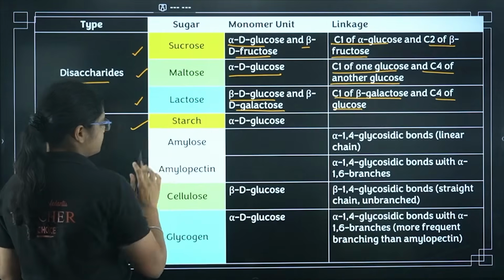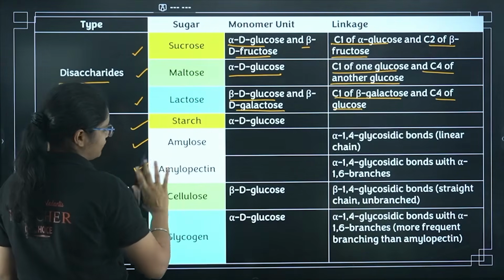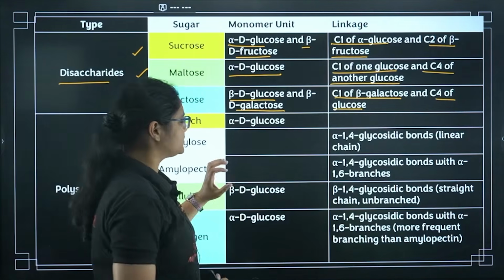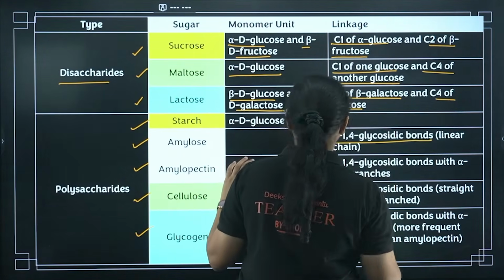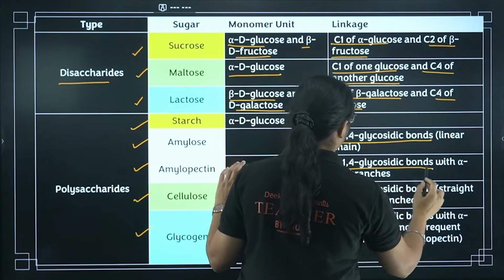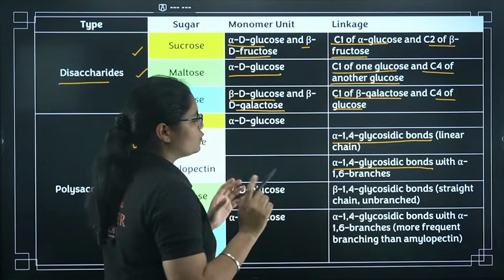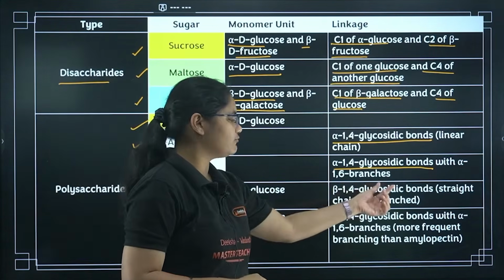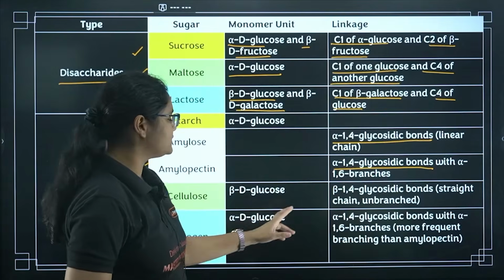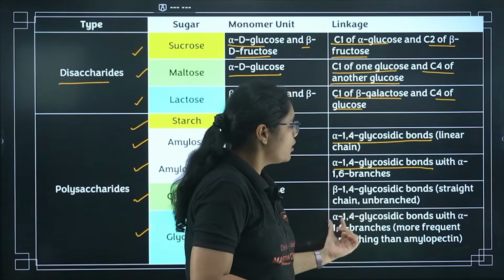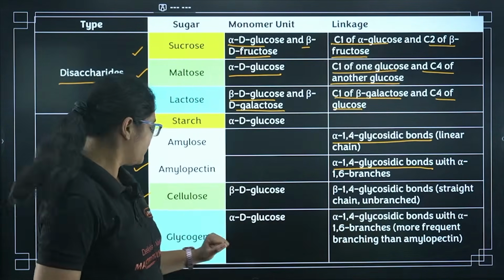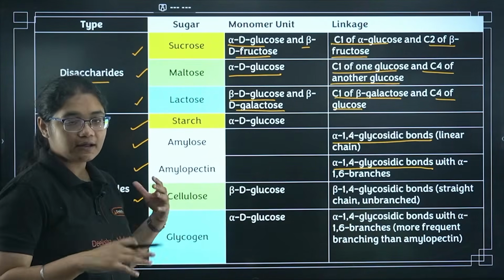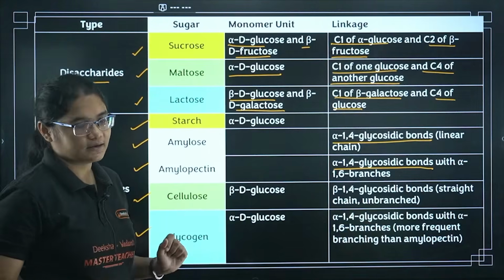In polysaccharides we have starch, and starch comprises amylose and amylopectin. Then we have cellulose, and then glycogen. Amylose is alpha 1,4 glycosidic bonds and amylopectin is alpha 1,4 glycosidic bonds with 1,6 branches. There will be branching at this position. Cellulose is beta 1,4 glycosidic bonds. Glycogen is alpha 1,4 glycosidic bonds with alpha 1,6 branches. So it is the same as amylopectin, but it is more branched than amylopectin.